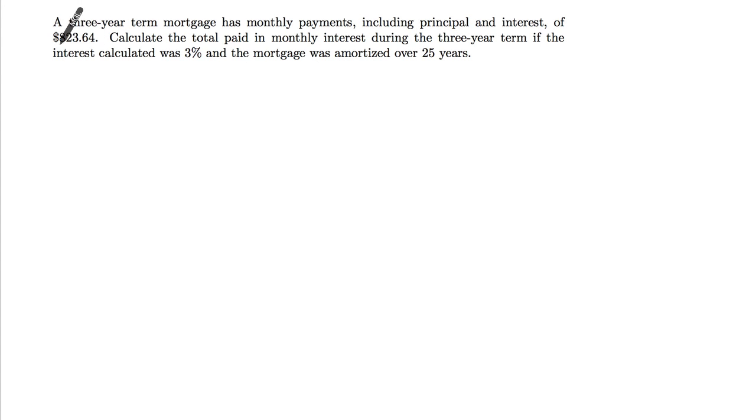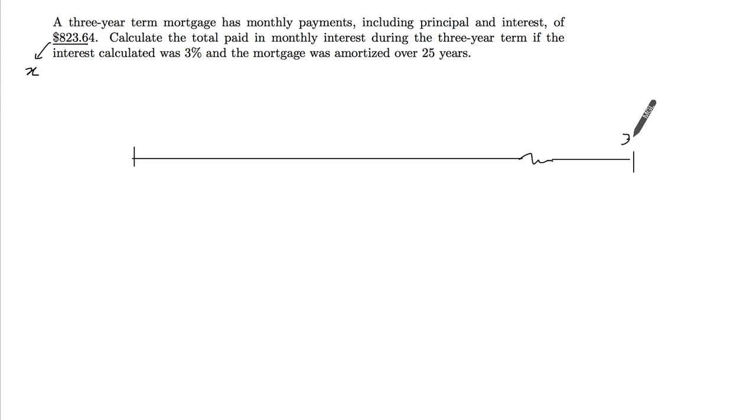So they've given us the monthly payments, right? This is what we typically label as X. And then it's 25 years, so there's 300 payments, right? First payment, second payment, third payment: X, X, X, right?